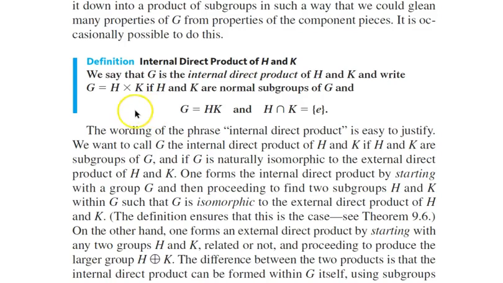Definition. Internal direct product of H and K. We say that a group G is the internal direct product of H and K, and we write G equals H times K, if H and K are normal subgroups of G, and G is equal to HK, the set of all products of elements from H and K, and the intersection of H and K is just the trivial set consisting of the identity element e.